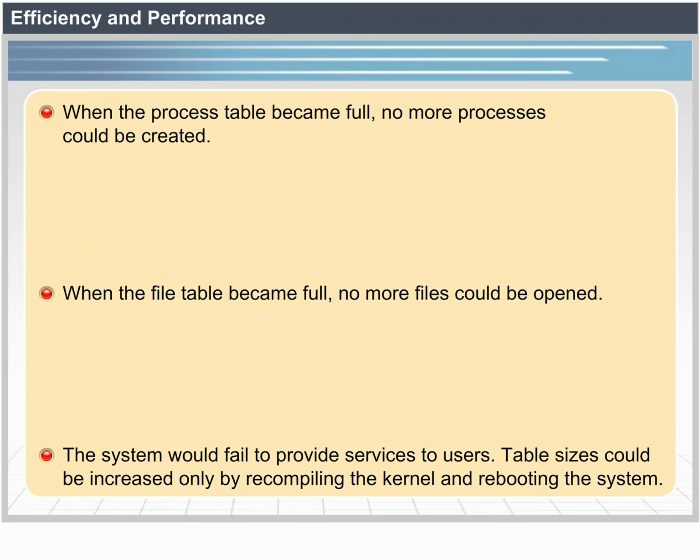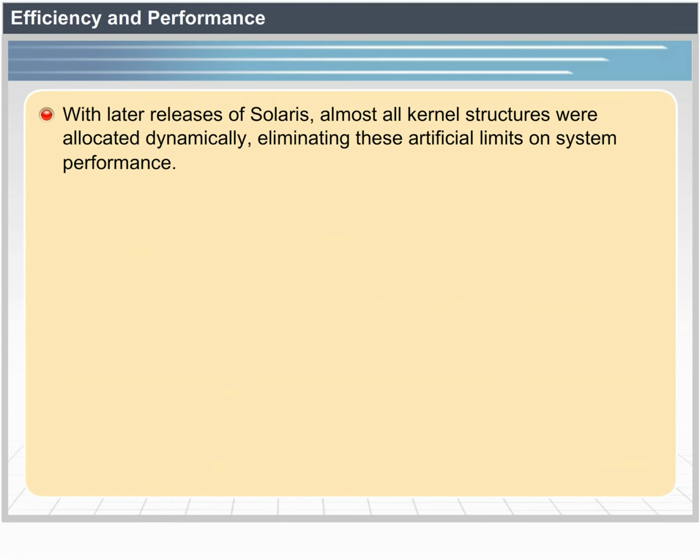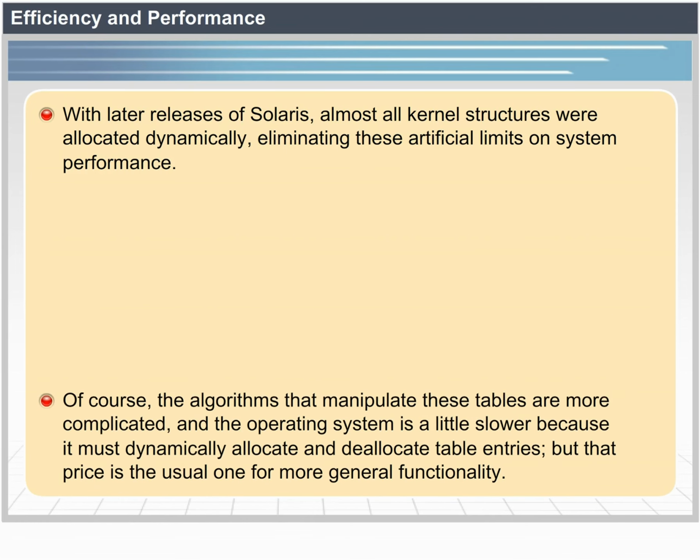With later releases of Solaris, almost all kernel structures were allocated dynamically, eliminating these artificial limits on system performance. Of course, the algorithms that manipulate these tables are more complicated, and the operating system is a little slower because it must dynamically allocate and deallocate table entries, but that price is the usual one for more general functionality.